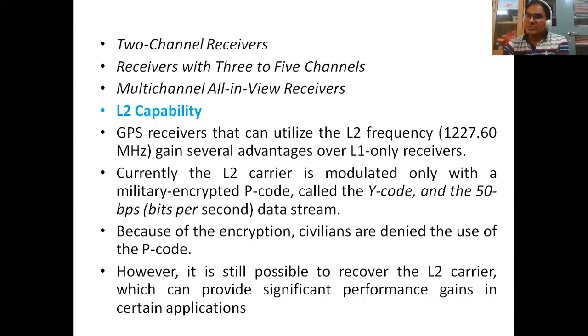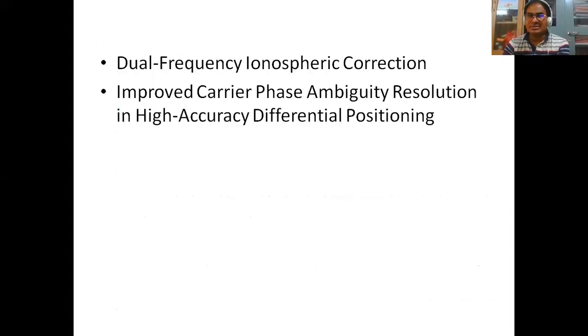But sometimes it is possible to recover the L2 carrier, which can provide significant performance gains in certain applications, with the permission of the military, that is the Department of Defense of the US. With the permission, it may be used. And this gives dual frequency ionospheric correction. If any ionospheric corrections are there, with L1 and L2 both, we calculate the differential. And there will be improved carrier phase ambiguity resolution in high accuracy differential positioning.